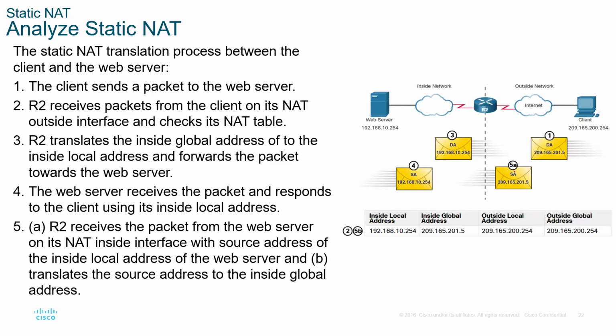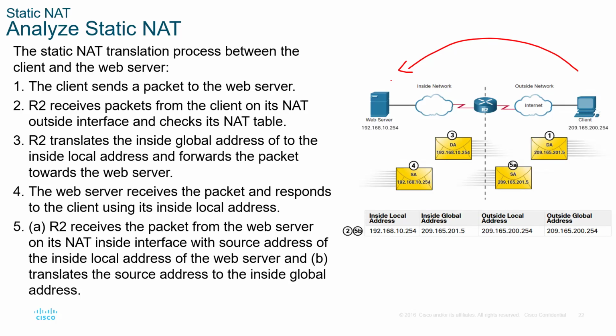Analyzing static NAT. Here we have the web server trying to have a connection with the client, or the client from outside the network trying to communicate with the server. 5 steps that we have. Step number 1, the client sends the packet to the web server. So our communication is going this direction. R2 receives the packet from the client on its outside interface and checks its table. R2 translates the inside global address to the inside local address and forwards the packet towards the server. So basically, steps 1 to 3.